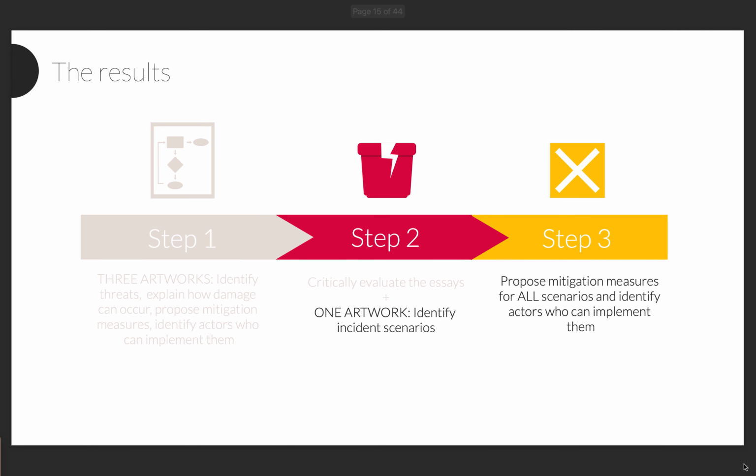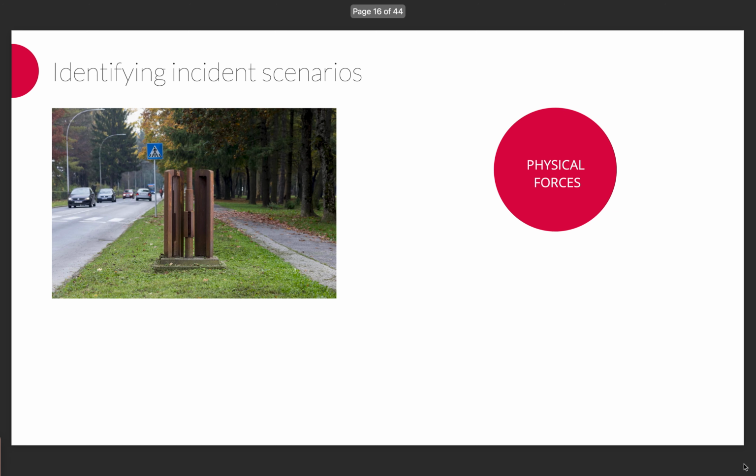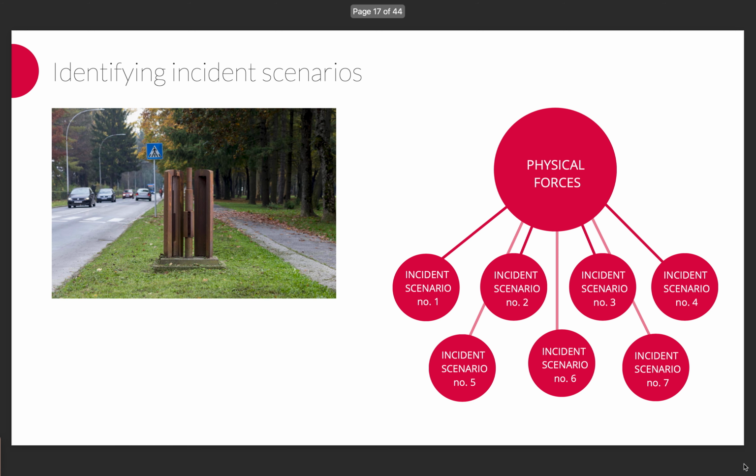Now, I want to give you a glimpse of the results of this enormous work, so I will now focus on the second and the third step of the assignment. I will use this sculpture, the one installed near a road, and physical forces as an example. So let's see how this particular artwork can suffer damage from physical forces. Students managed to identify 7 incident scenarios.